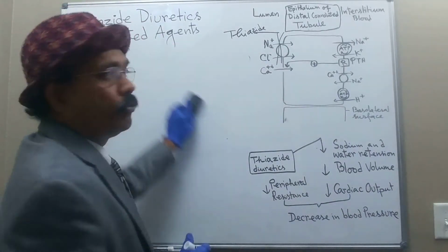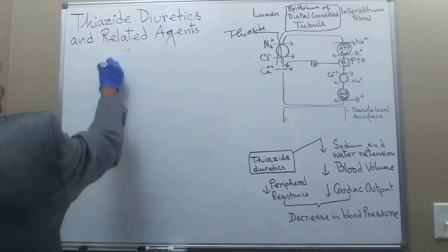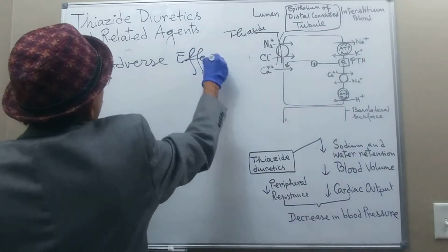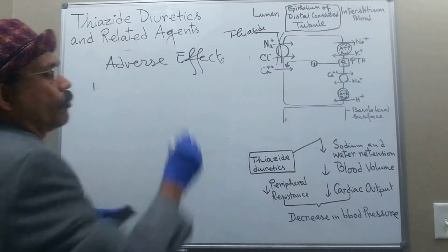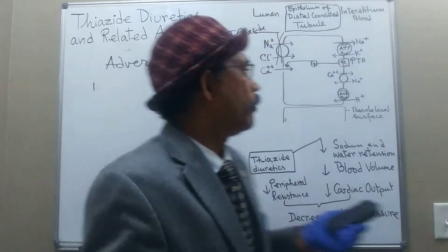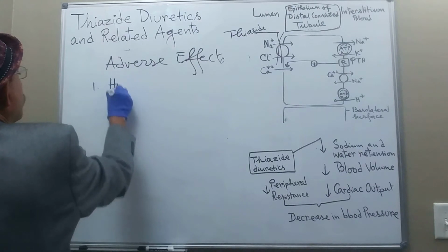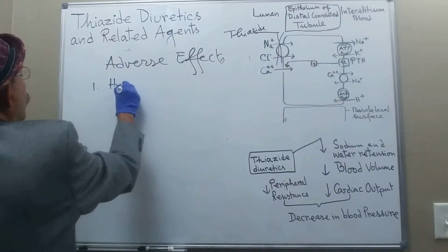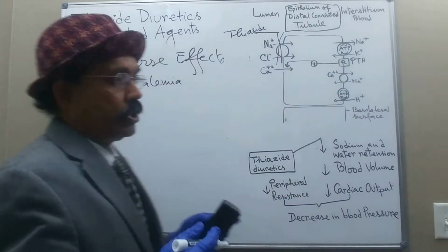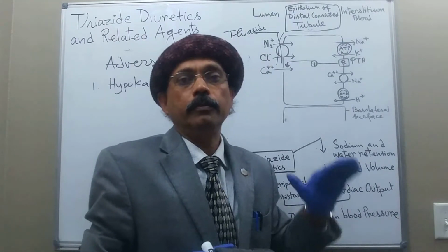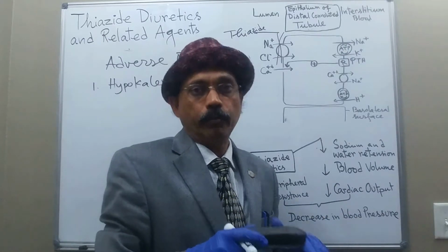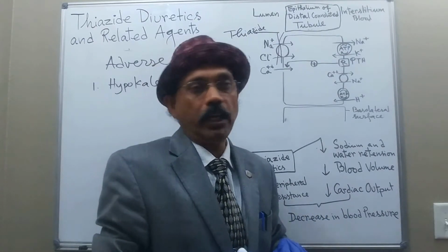Now we'll find out the adverse effects, or side effects. If we go by the mode of action, we can see the adverse effects. It will cause hypokalemia, because it decreases potassium through the collecting duct or collecting tubule by exchange with sodium, and also by the action of the aldosterone.